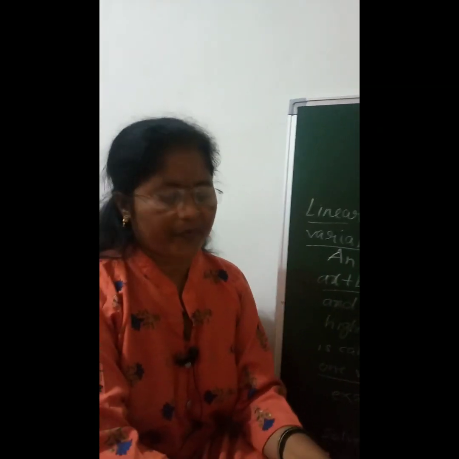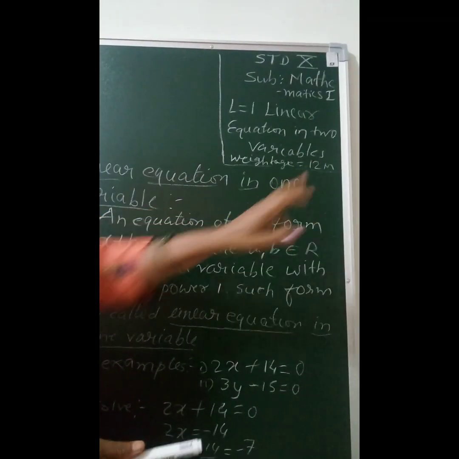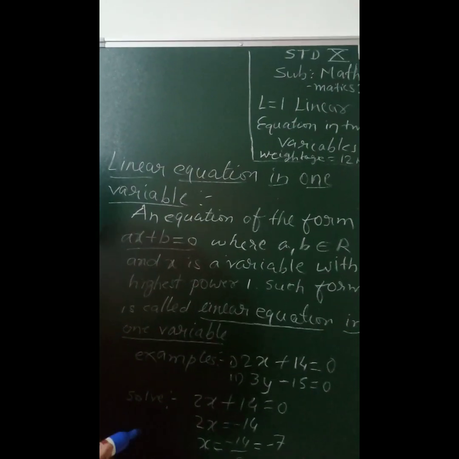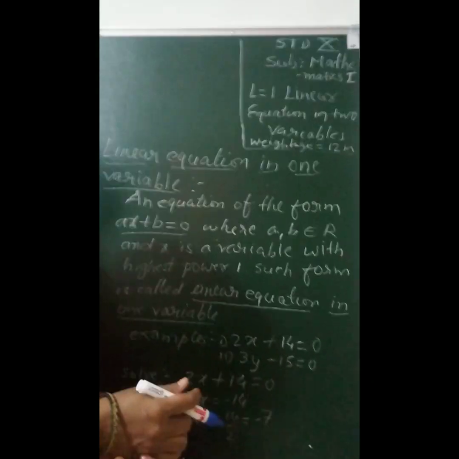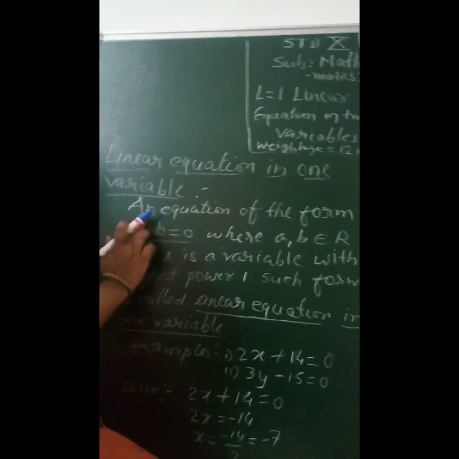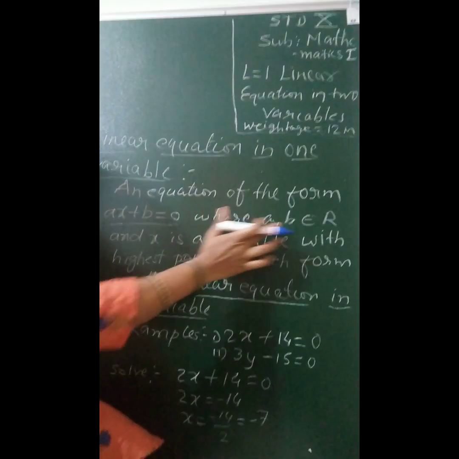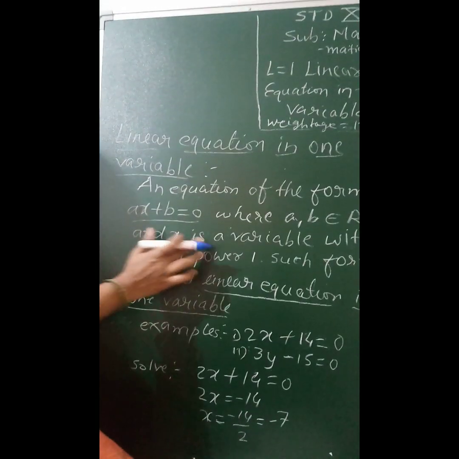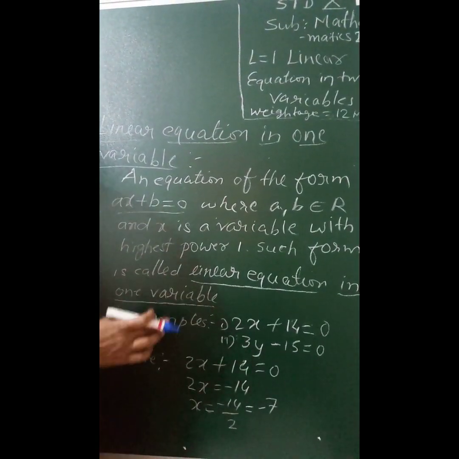Now I am going to start linear equation in two variables. First lesson. The weightage of this lesson is 12 marks. Before teaching the linear equation in two variables, I will tell what is the linear equation in one variable. Just see the definition. An equation of the form ax plus b is equal to 0, where a, b are real numbers and x is a variable with the highest power 1, is called a linear equation in one variable.